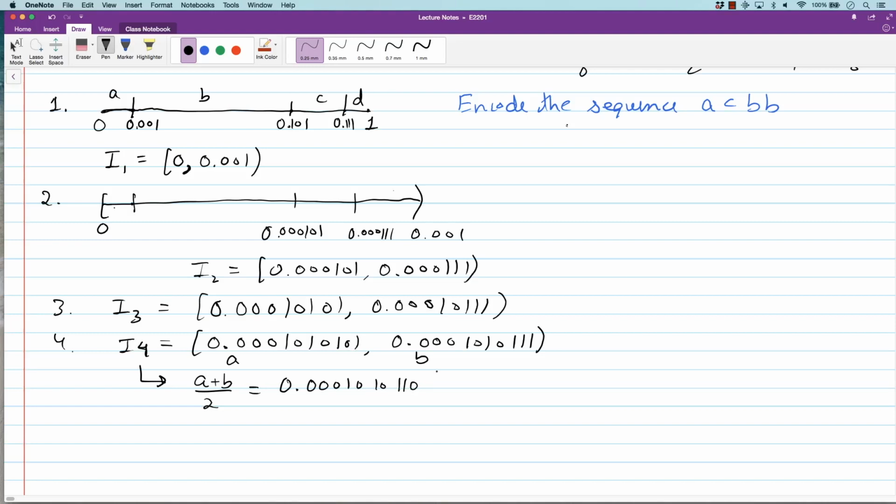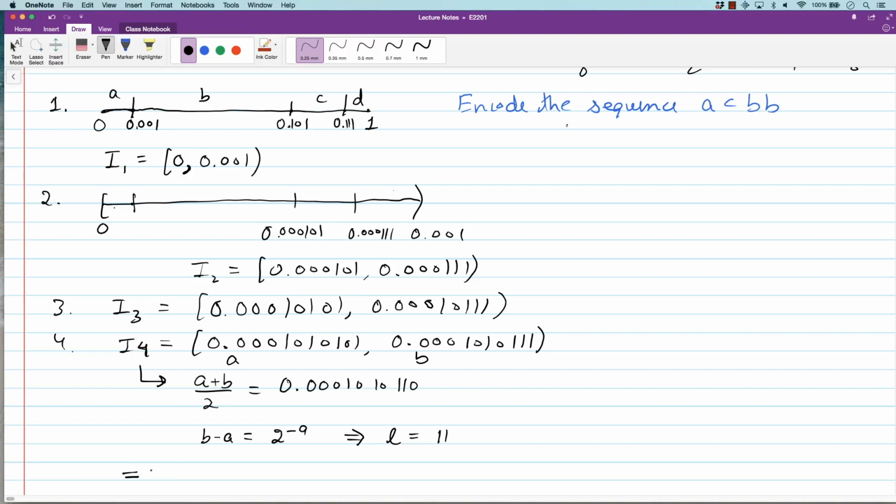And so what is the length of this interval? The length of I4, B minus A, equals 2 to the power minus 9. You can check this. So they just differ in this bit, which is 1 2 3 4 5 6 7 8 9. 2 to the power minus 9, which implies that the length that we choose is 11. So these are 1 2 3 4 5 6 7 8 9 10 11.